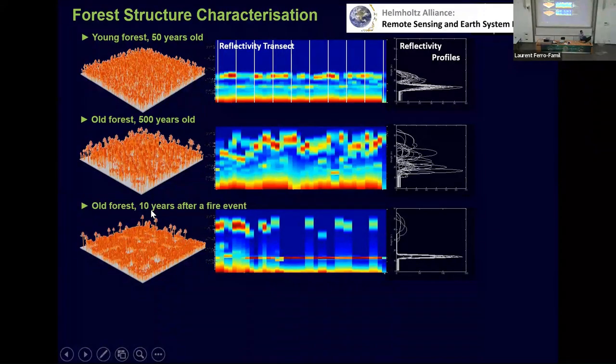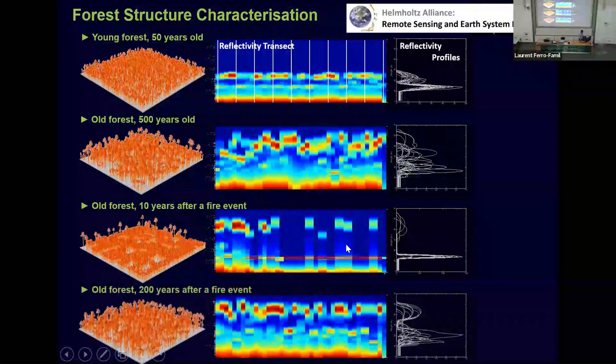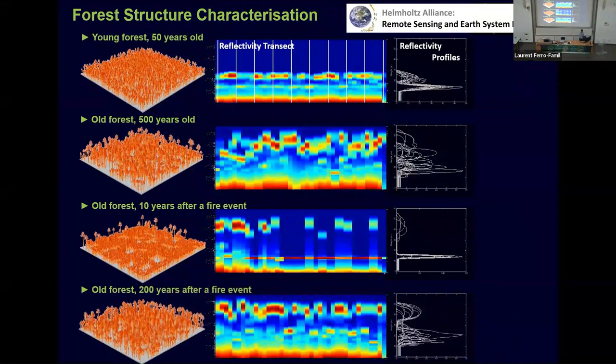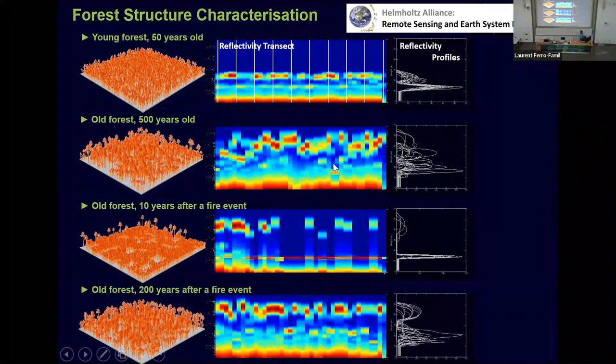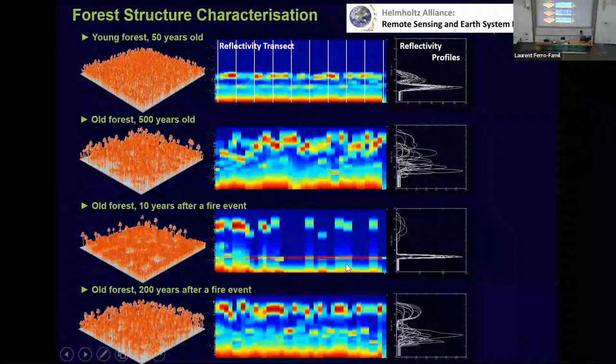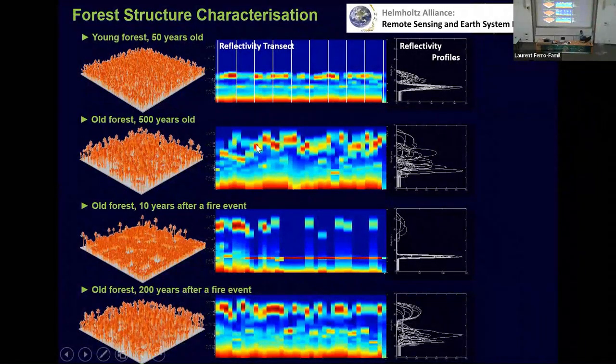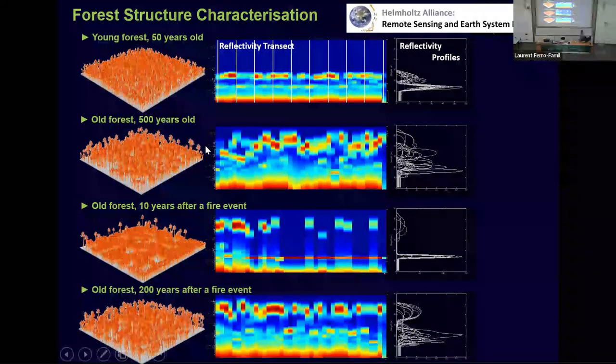But what is important to say is that for what is surviving after 10 years, you have a certain vertical homogeneity, but it's totally inhomogeneous horizontally. So you have patches without anything. But then if you recover after 200 years, for instance, you have a situation like this. It goes in the direction of an old forest, but of course it doesn't have, for instance, the same heterogeneity.